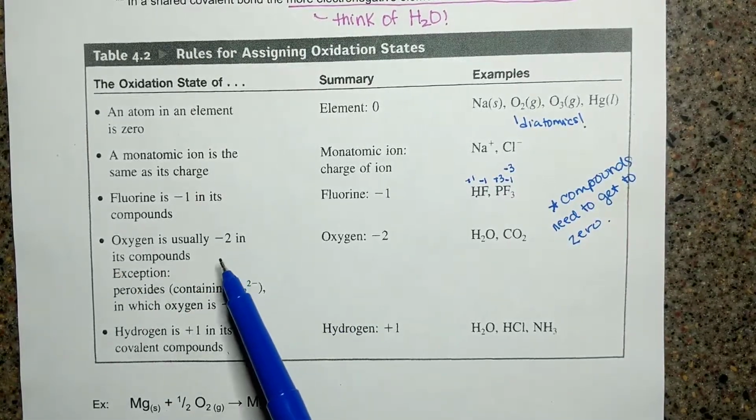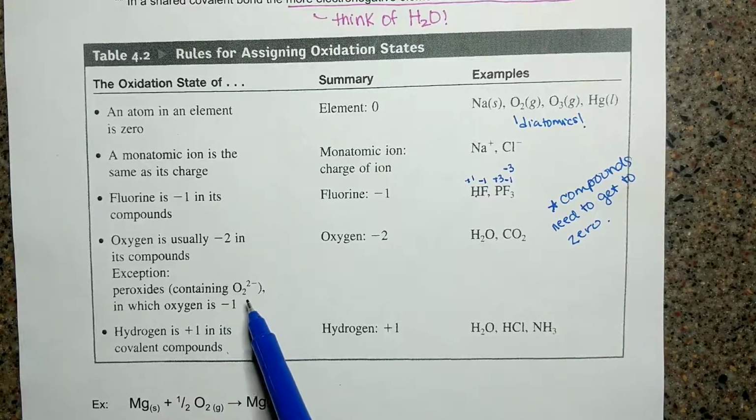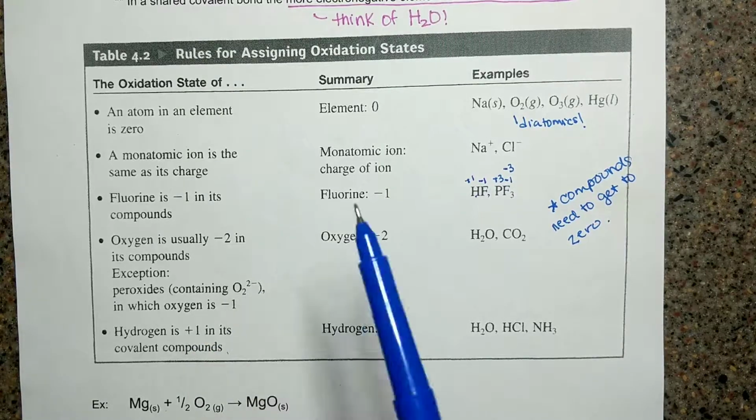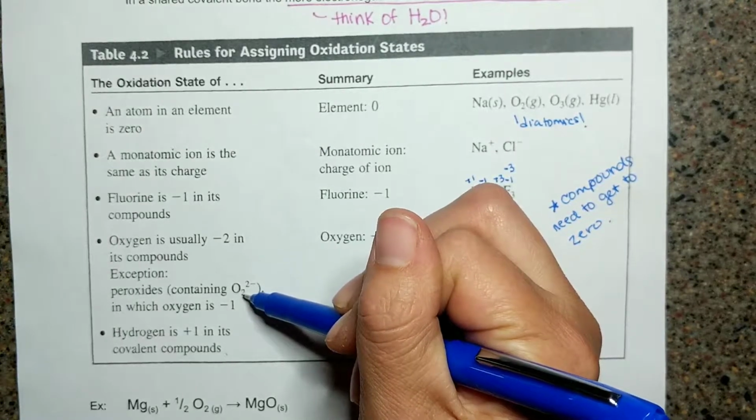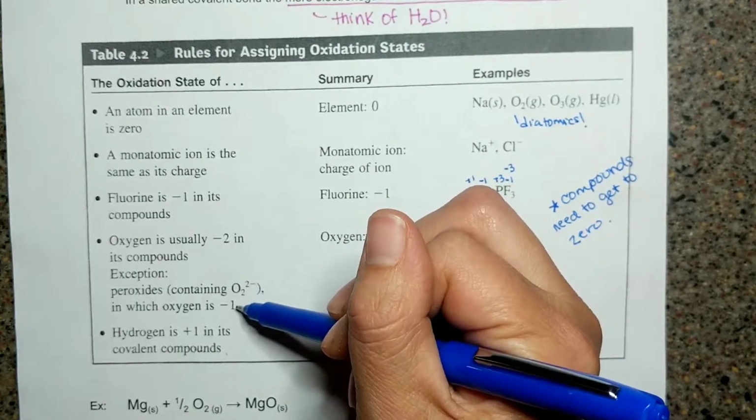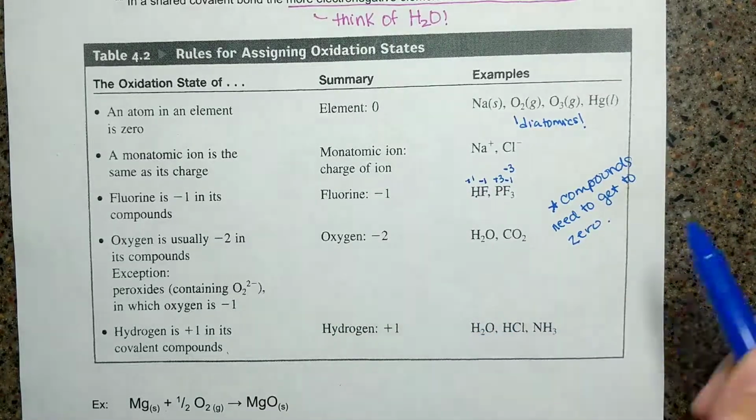Oxygen is usually -2 in its compounds, except when we have peroxide, which is that O2 with a -2 charge. In that case, oxygen has a charge of -1, which makes sense because if this whole thing is -2 and there are 2 oxygens, each oxygen had to contribute a -1 charge. But every other time, oxygen is always going to be -2.